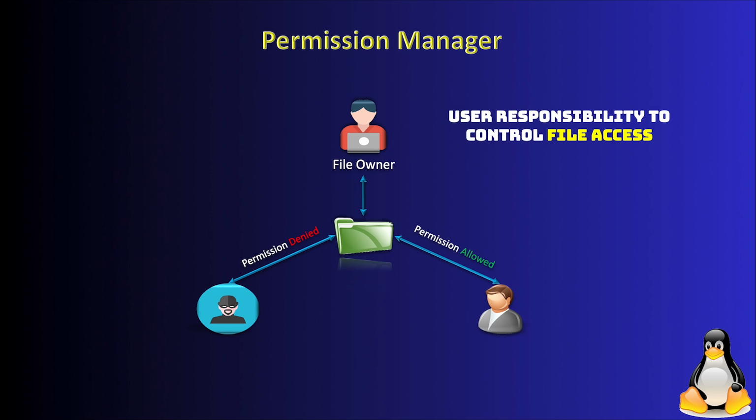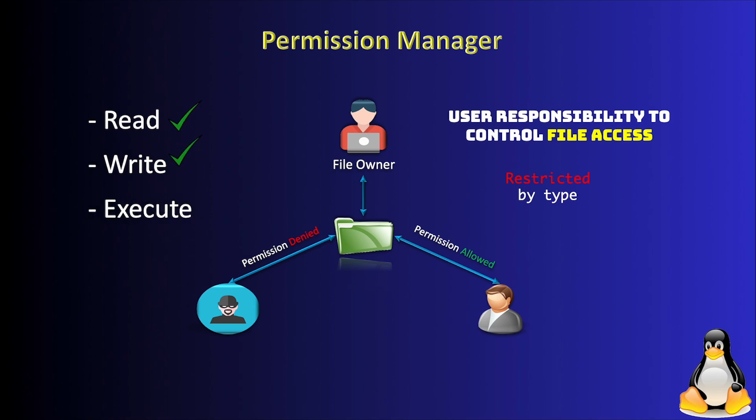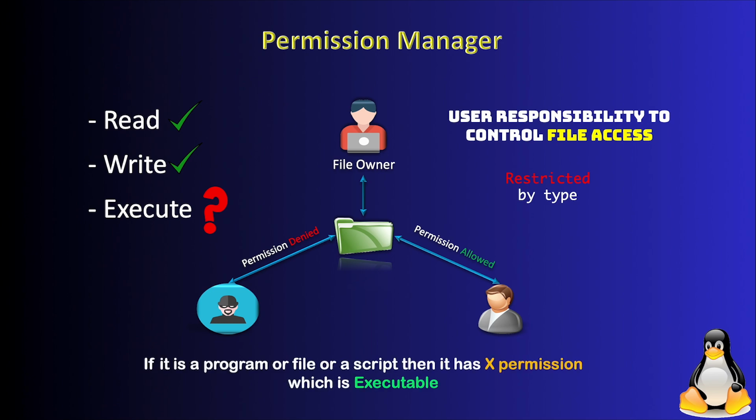Permissions for a file or a directory may be restricted by its types. There are three types of permissions: read, write, and execute. I'm sure you know read and write. What does it mean by execute? If a file itself is a script or a program, it has an X permission, which is executable. Everybody is not allowed to run certain programs. So if a user is allowed to run a program, they would have executable permission to it.